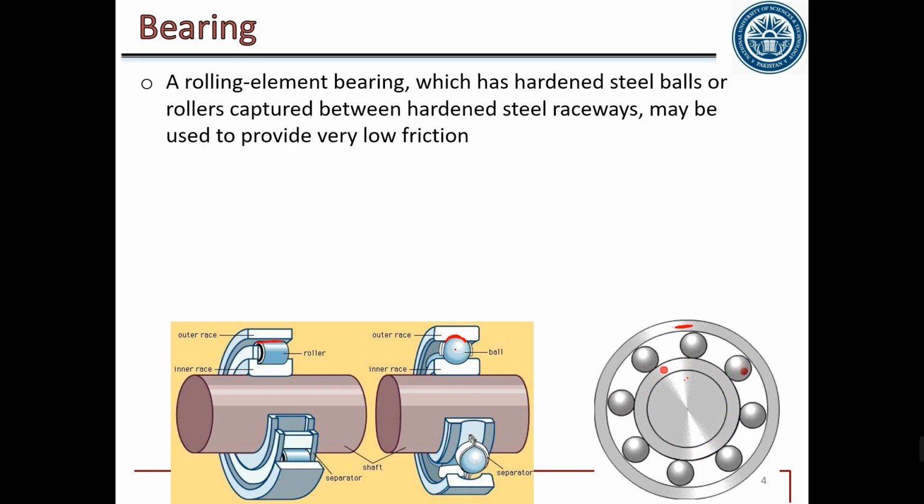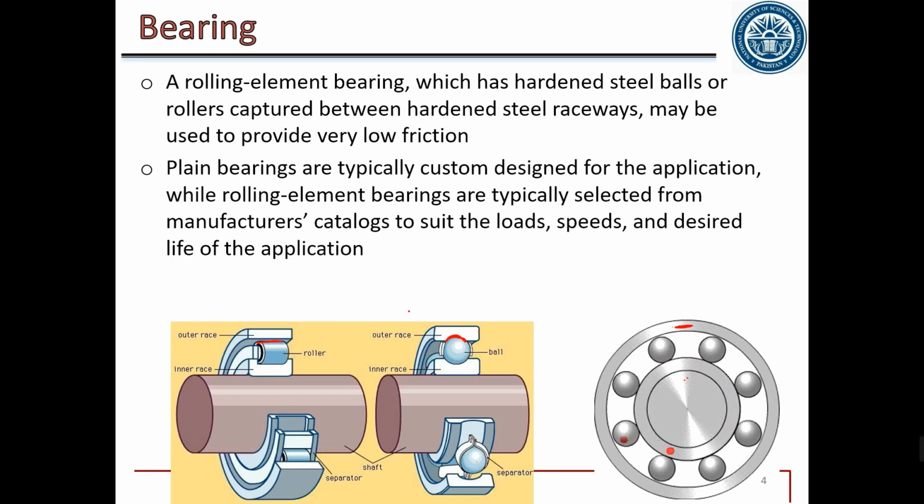As these balls rotate within the bearing, it provides minimum friction. Some manufacturers also include lubrication within the bearing, and after lubricating the bearing, they provide a seal on the top so that dust may not enter the bearing.